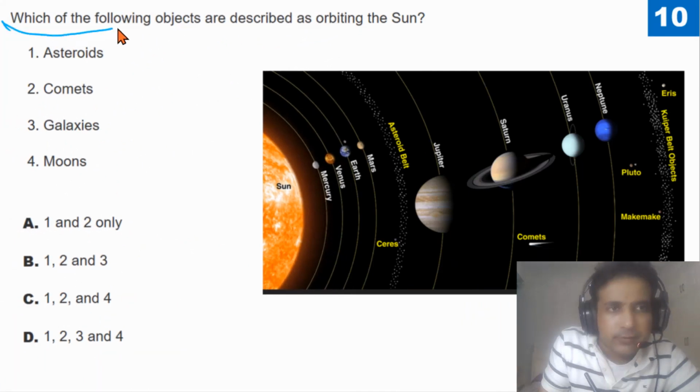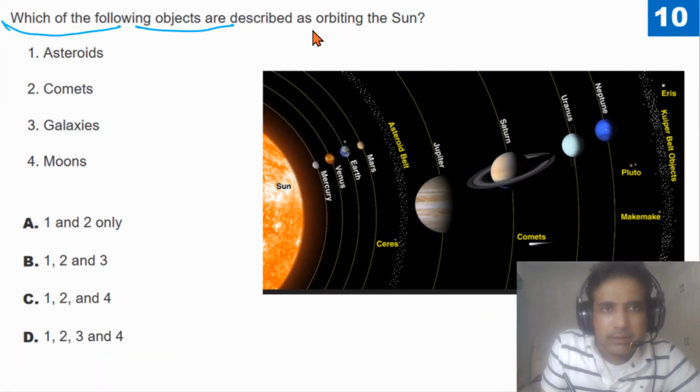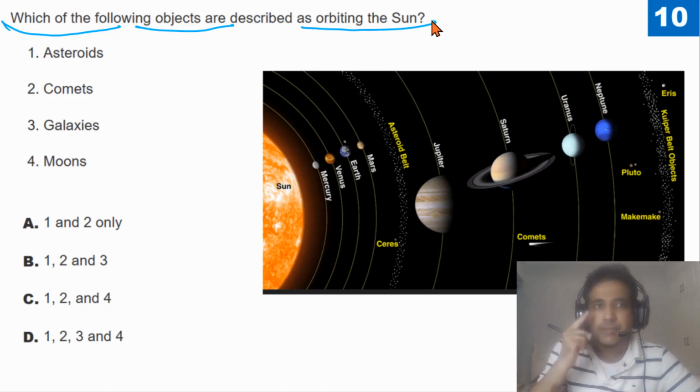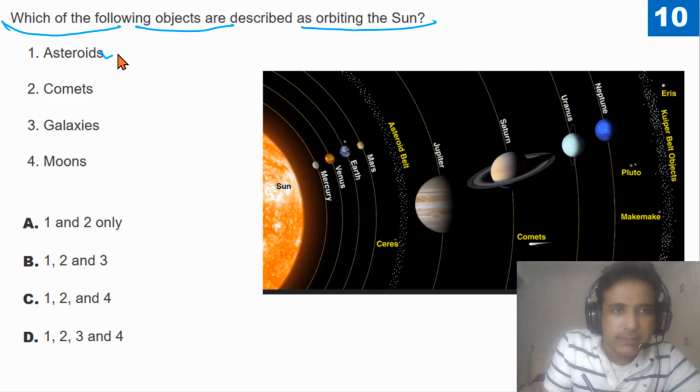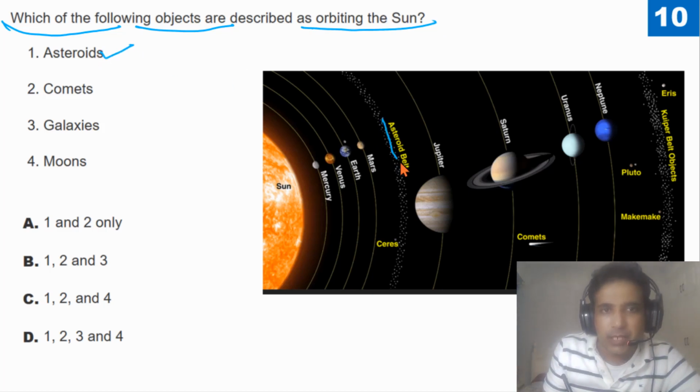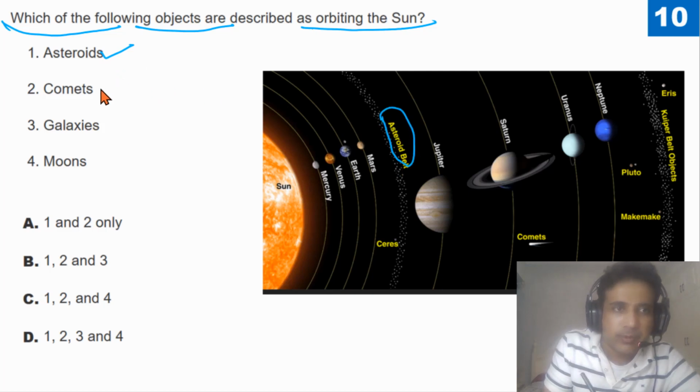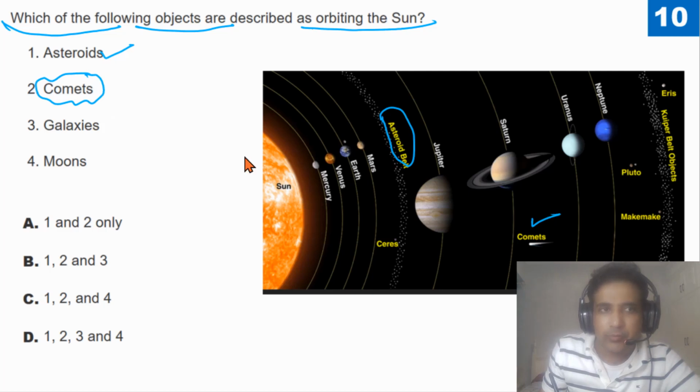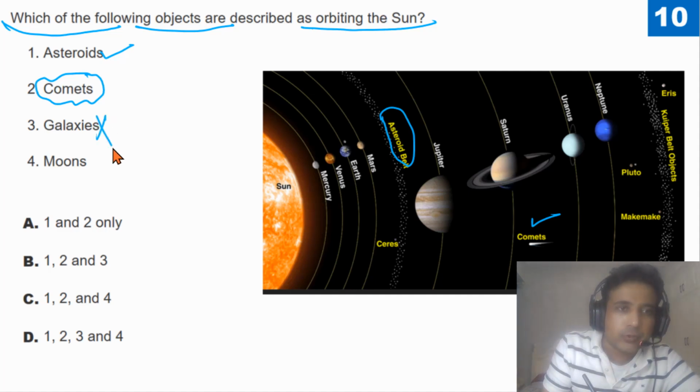Question 10 says, which of the following objects are described as orbiting the sun? Means which objects are orbiting the sun. So first one is asteroids. Yes, asteroids, they orbit the sun, so this one is true. Comets, they also orbit the sun. Galaxies do not orbit the sun. The sun orbits the galaxy, so this is incorrect.